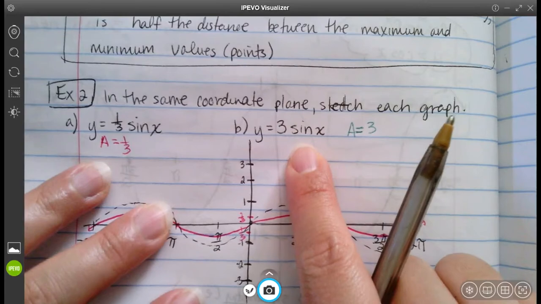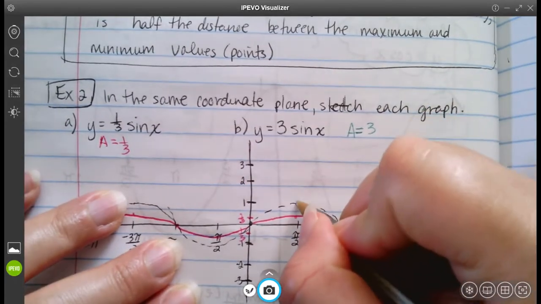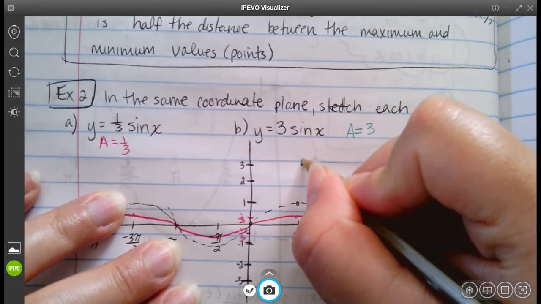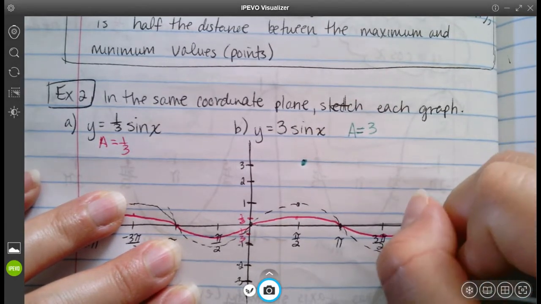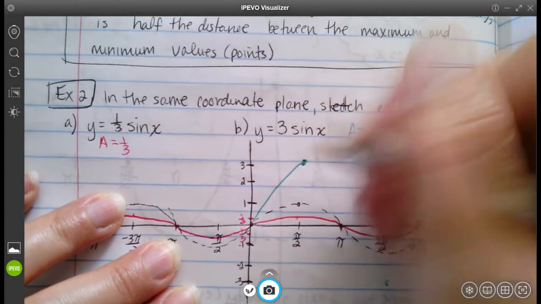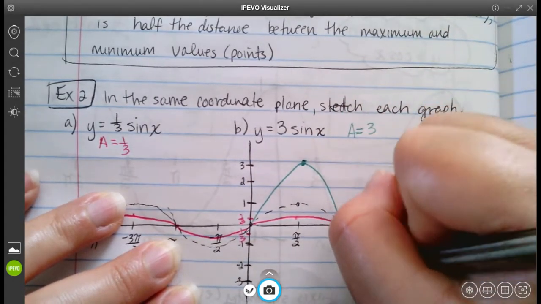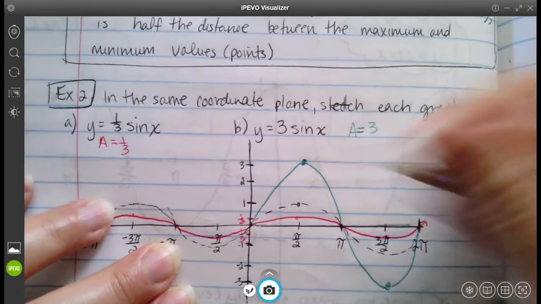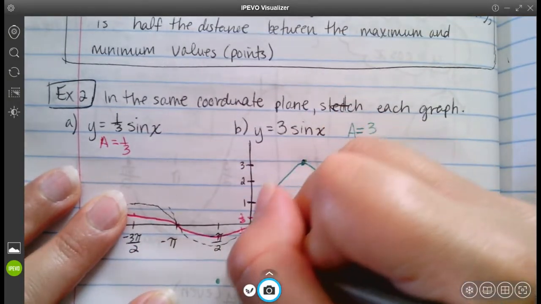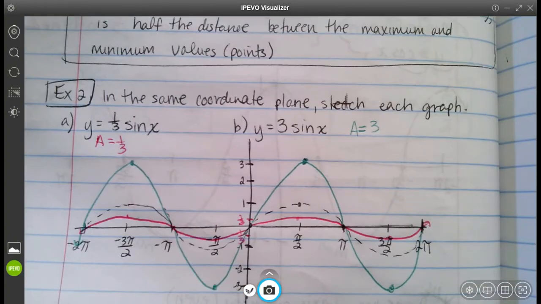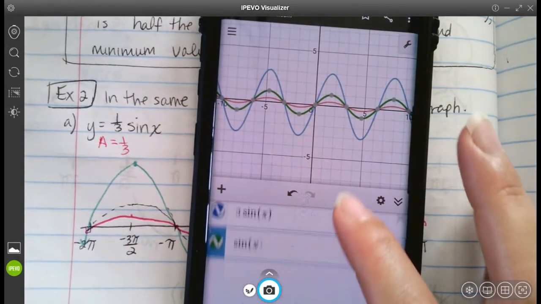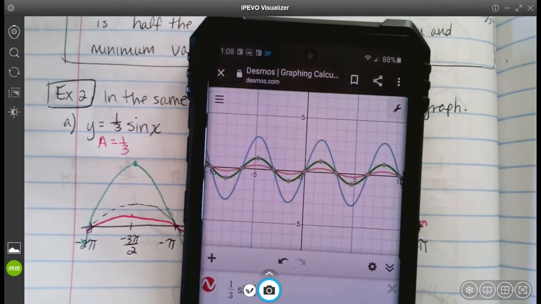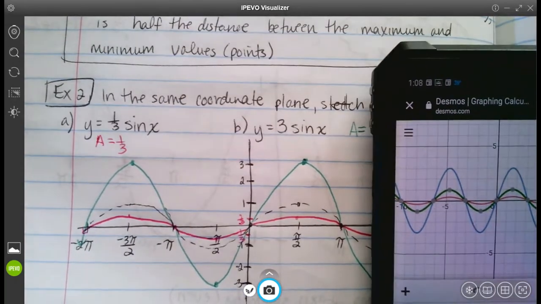3 sine x is going to be multiplied by 3, which means that my original point is now going to jump up to 3. So let's go ahead and do that real quick. Okay, and there we go. And if you wanted to check, you could even check it with Desmos. Isn't that cool? 1/3, there's 3, and there's the original. You can see our graph here looks really similar to what we have here.